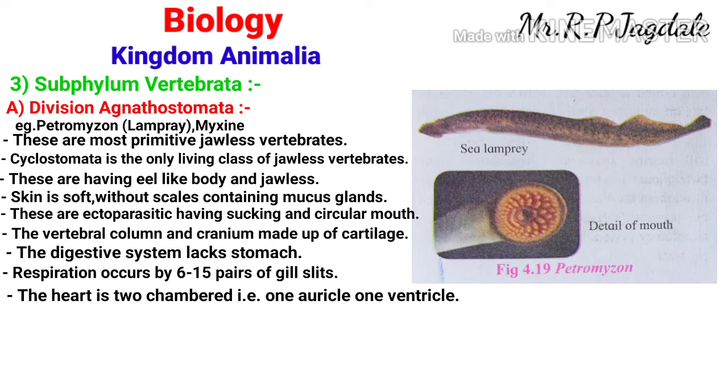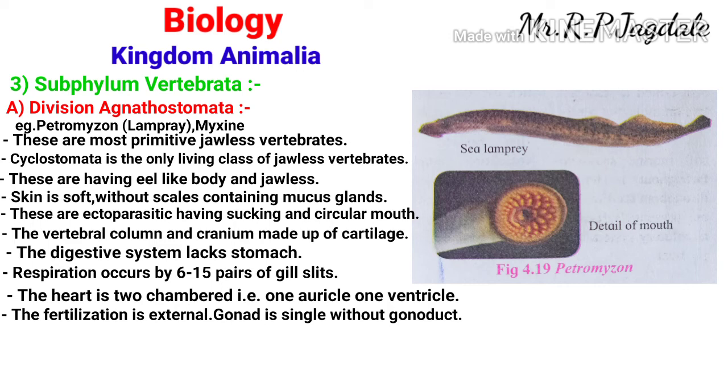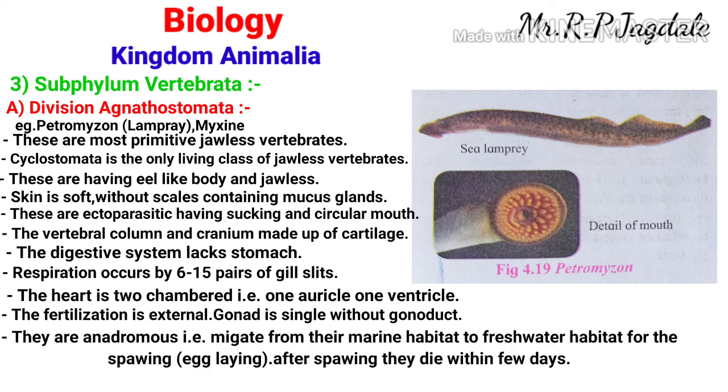Then talking about reproduction, the fertilization is external in these animals. That means the egg and sperms, or male and female gametes, fertilize externally out of the body, so it is called external fertilization. The gonad is single and without gonoduct. A special characteristic of these agnathostomata animals is that they are anadromous. Now anadromous is a very interesting characteristic feature. During the time of egg laying they go to fresh water. Their actual nature is in marine water; they are exclusively marine. But at the time of egg laying they go to fresh water and lay their eggs, and after some time they die.